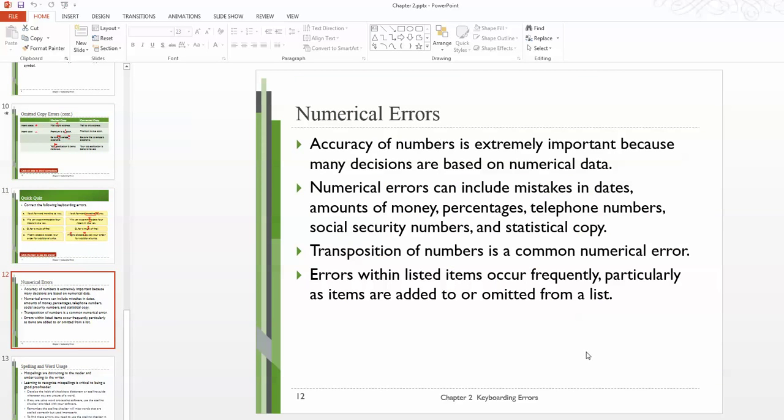Okay, so numerical errors, I don't need to tell you how important those are. In business, much of what we do is representing numbers to clients, to stockholders, and when the numbers are wrong, it really makes the company either look dishonest or incompetent, and neither of those are good for business. So numbers are really important. Proofreading to make sure that you don't have the numbers wrong is important.